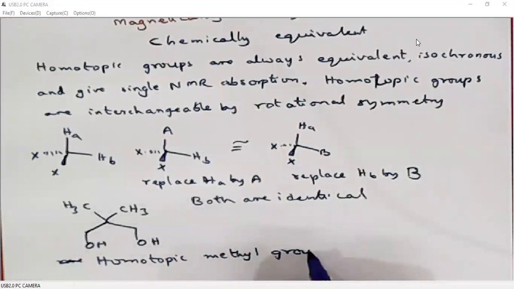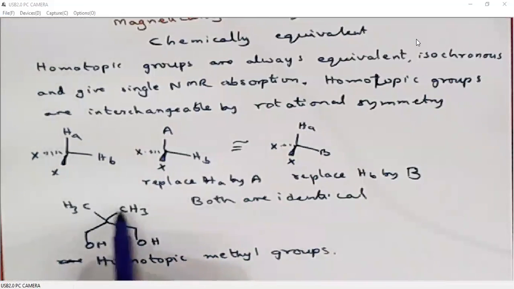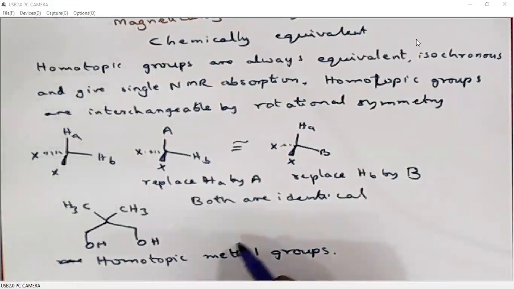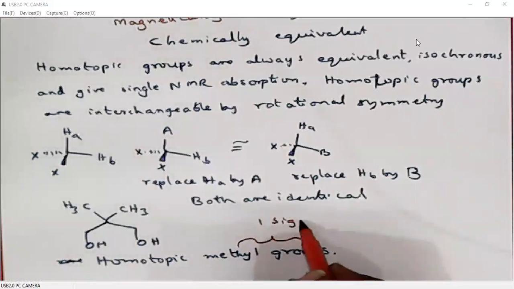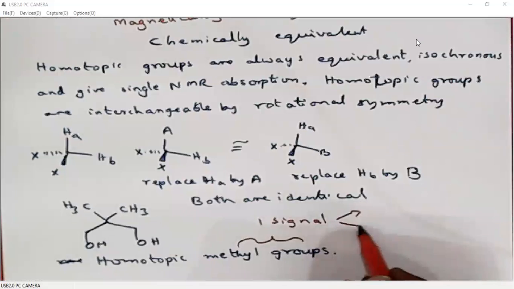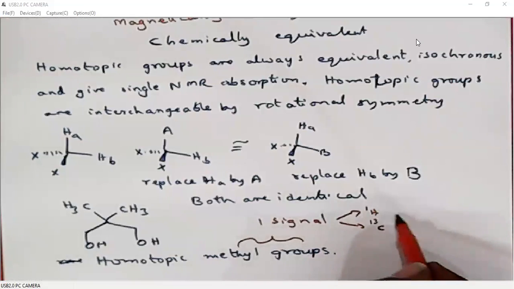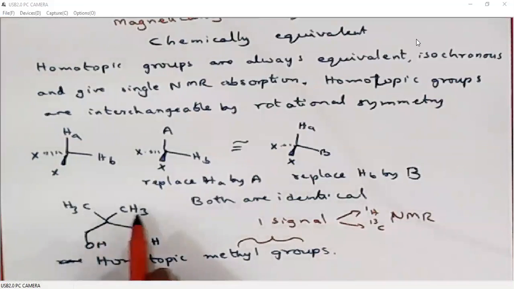So they give only one signal in the proton NMR. Similarly, in the carbon NMR also, these two methyl groups will give only one signal. They will give only one signal both in proton NMR as well as carbon-13 NMR. Why? Because these two are homotopic methyl groups.